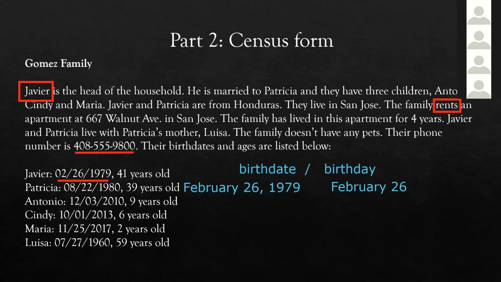So what is the head of household's name? Javier. What is the head of household's birthday or birth date? It doesn't really matter too much here. What is the head of household's age? 41. And what is the head of household's race? Honduras is Hispanic. Let me show you Honduras.